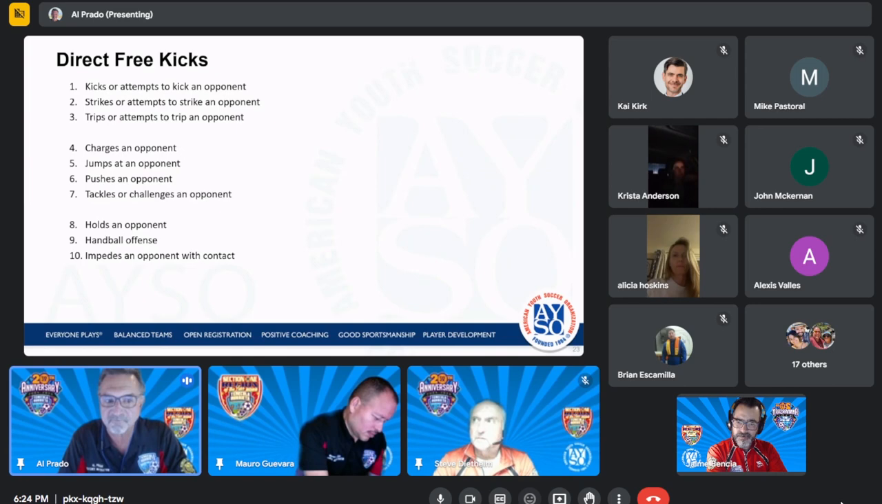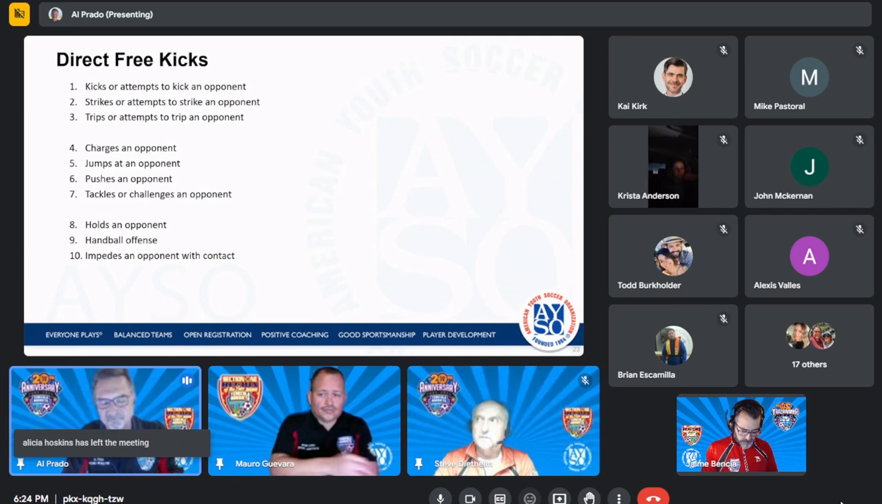Right. So if they attempt to kick an opponent, attempt to strike an opponent, or trip an opponent, even if they fail, just the attempt, you can call the foul. The first seven are conditional, meaning there's a degree to how they happen, but they involve contact.